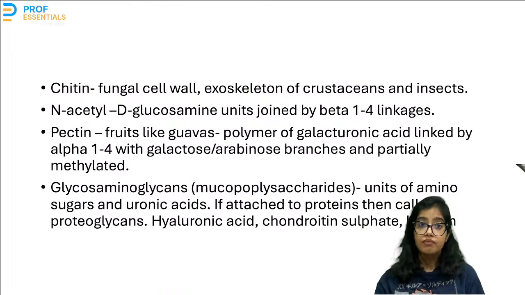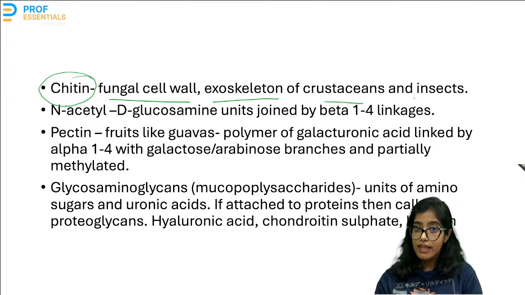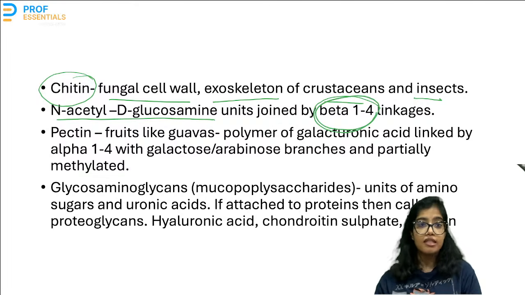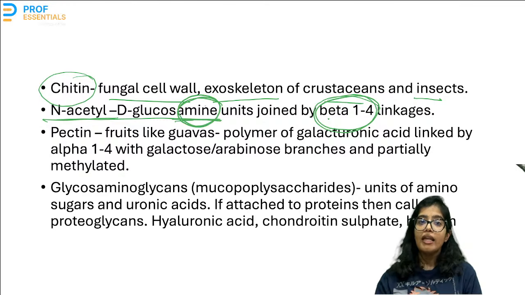Now chitin forms a part of fungal cell wall and exoskeleton of crustaceans and insects. Chitin has N-acetyl D-glucosamine units linked by beta 1,4 linkages. Again, beta 1,4 linkages here also, and N-acetyl D-glucosamine units. Understood? Now it has amine. Amine means that it has NH2 group.